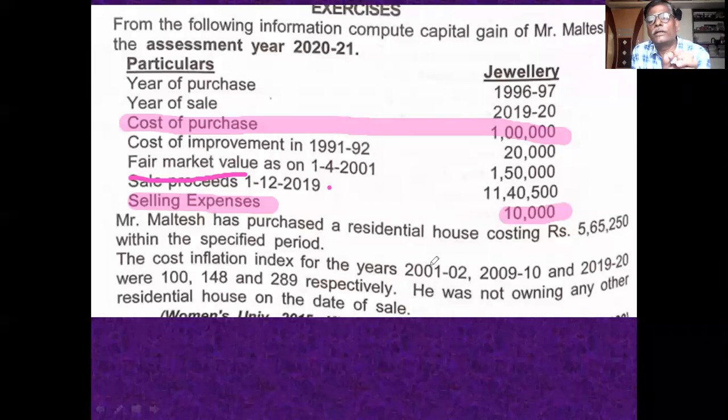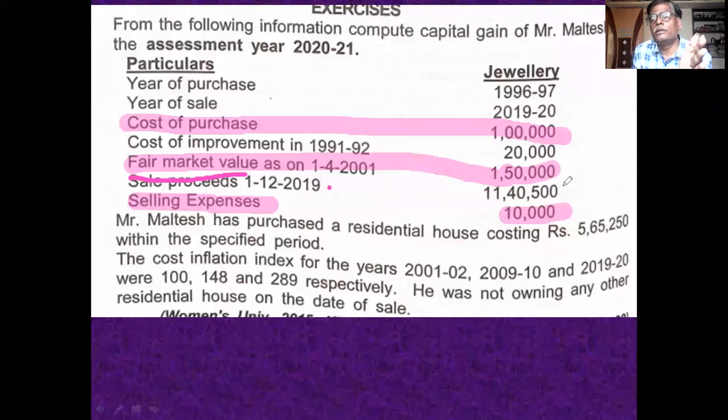If the year of acquisition is before 1/4/2001, you don't take that amount directly. You find the fair market value on 1/4/2001. Here cost of acquisition is 1 lakh rupee and fair market value is 1,50,000. This is the point you remember.